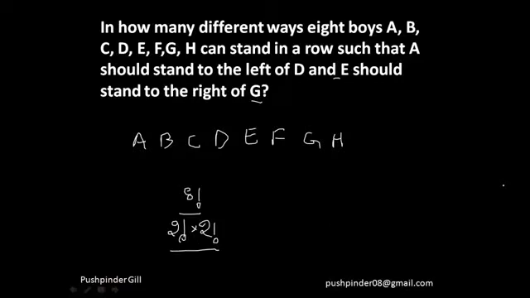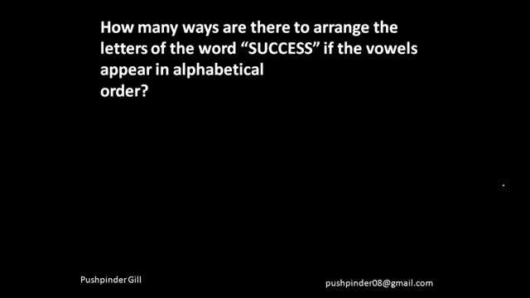So in how many ways can 8 boys stand in a row such that A should stand to the left of D? 8 factorial by 2 factorial. E should stand to the right of G? 8 factorial by 2 factorial into 2 factorial. Right? So I hope this was easier. Let's go ahead and solve some complex questions.